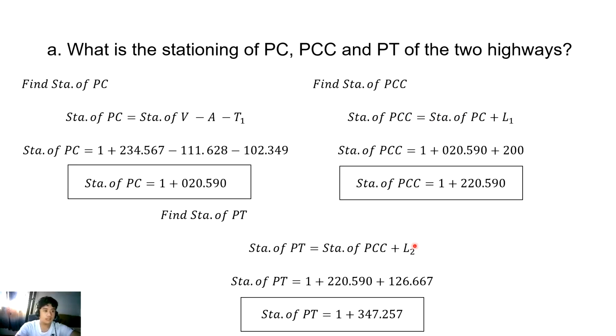Next, sa station of PC, ang gagamitin natin formula ay station of vertex minus A minus T1. So, substitute lang natin. 1 plus 234.567 minus natin sa A, yun nakuha natin kanina na 111.628. Then minus natin sa T, which is 102.349, and we'll get the station of PC na 1 plus 020.590.